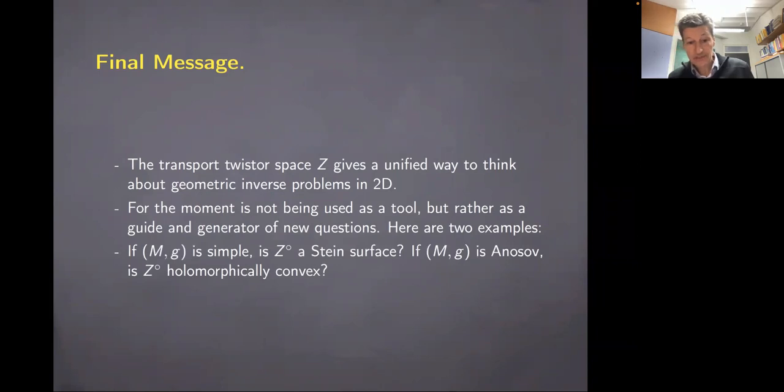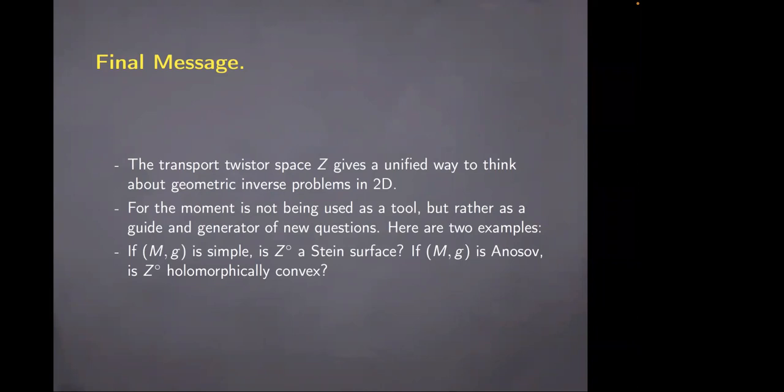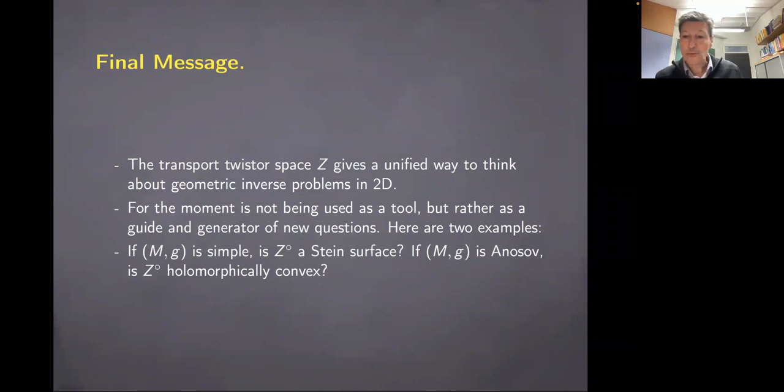So we think that if M is a simple surface, then the interior of this twistor space should be a Stein surface. So there should be enough holomorphic functions there to separate points, and it should be holomorphically convex. And once you go to the Anosov world, there's every reason to think that you're not going to be able to separate points, because you cannot separate points at the zero section, but there might be some holomorphic convexity that survives once you go to the Anosov picture. So it has generated nice, intriguing questions, and so I think this is probably a good way to stop. Thank you.